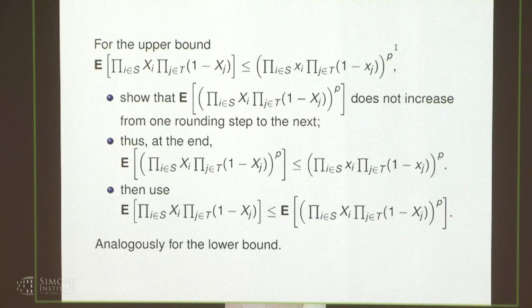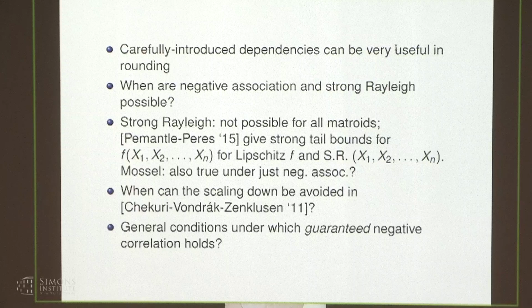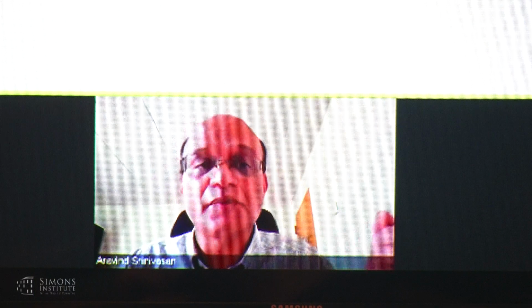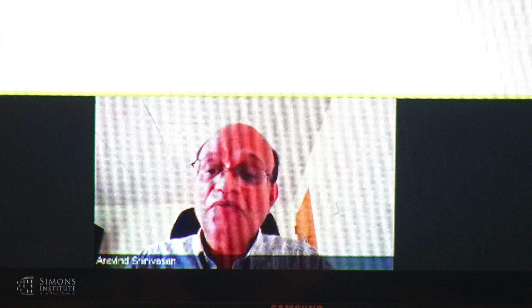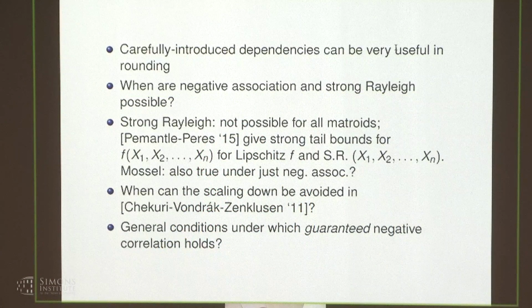By the way, the conclusion will also say why we care about some of these strong negative dependence properties. So anyway, the first conclusion is that these carefully introduced dependencies can be a very useful tool in dependent rounding. A very important question is, as we saw from the work of Peres, Singh and Branden, one can go beyond CCPV in getting even negative association for matroid polytopes. Now there is something even stronger called strong Rayleigh. Is that possible? Unfortunately, that's not possible for all matroids.